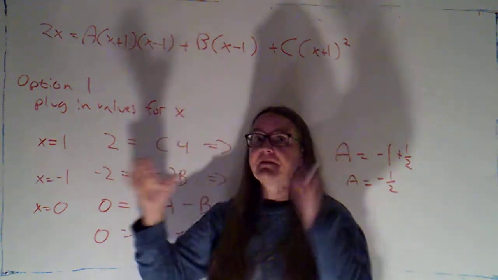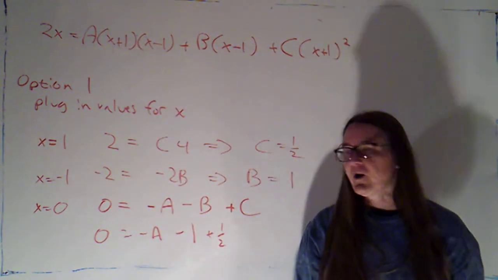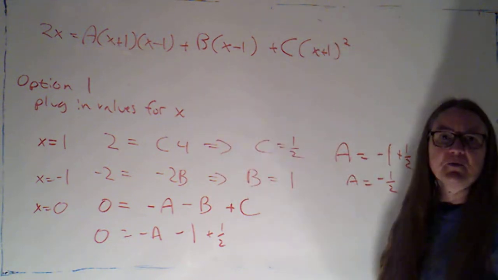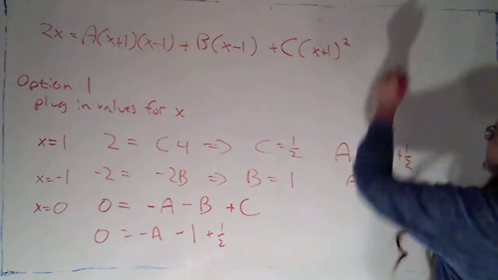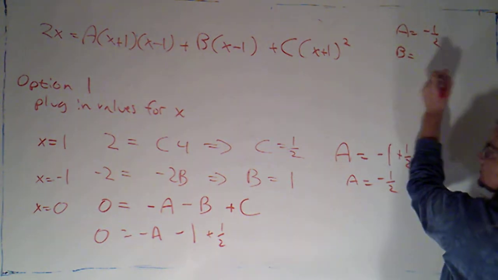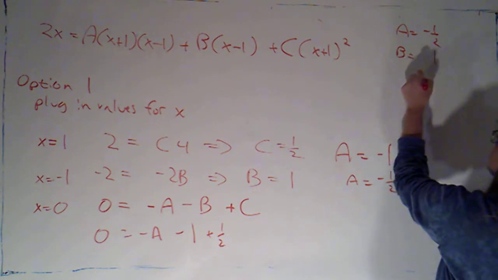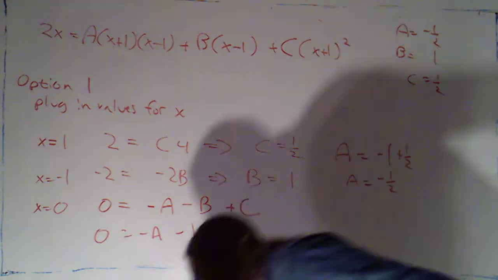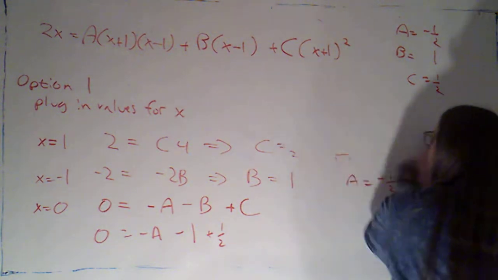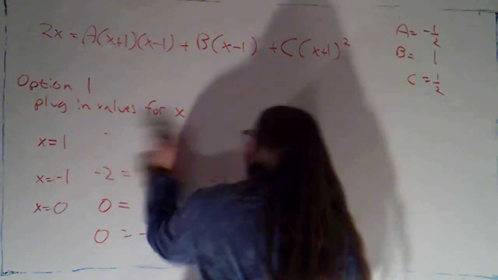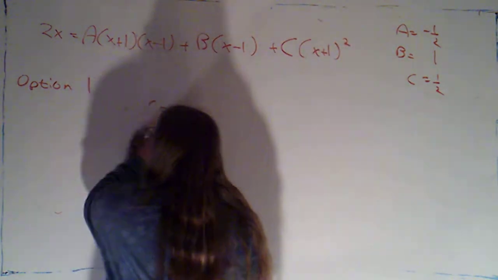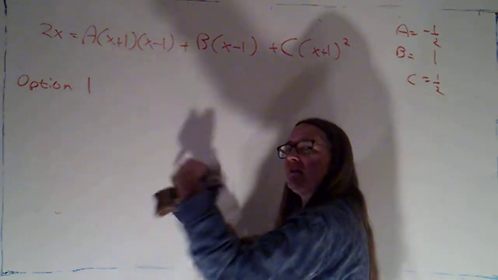So that's one option, and this tends to work really nicely with linear factors, because with linear factors, there's a number you can plug in that makes that factor 0. So at least for these first two, they were super simple equations. Now I'm just going to write what we got. We got a was negative 1/2, we got b was 1, and we got c was positive 1/2. So that's option 1, plugging in values for x. That's usually what I go to when I've got linear factors.